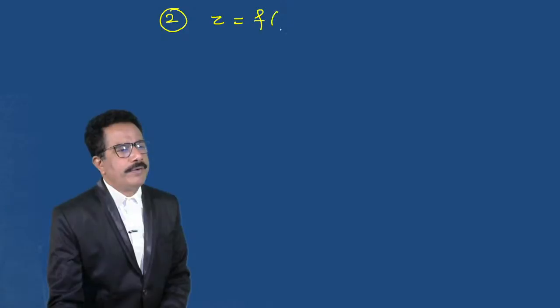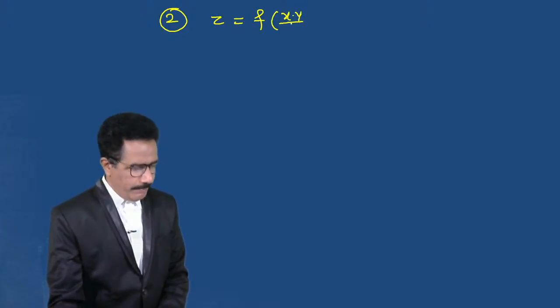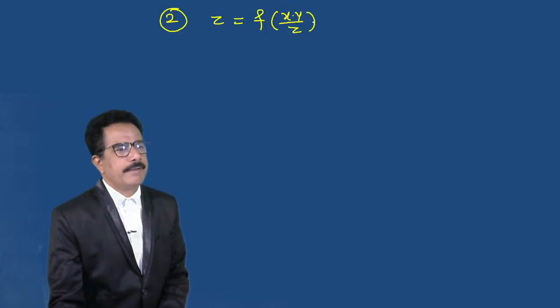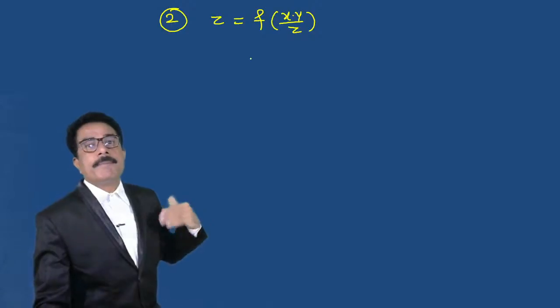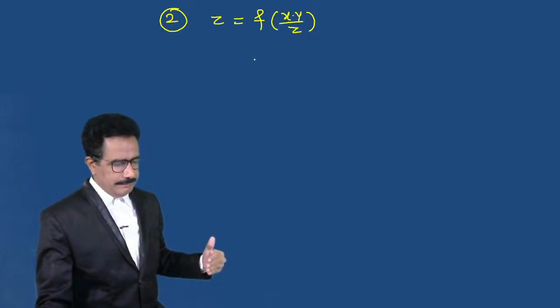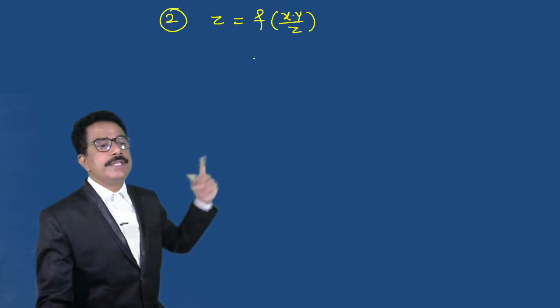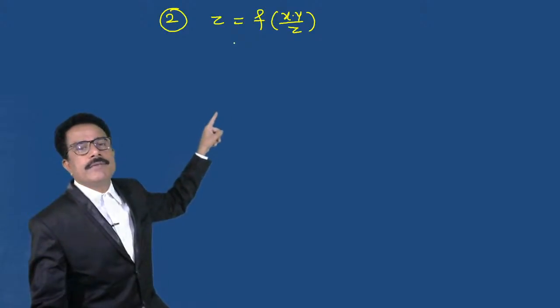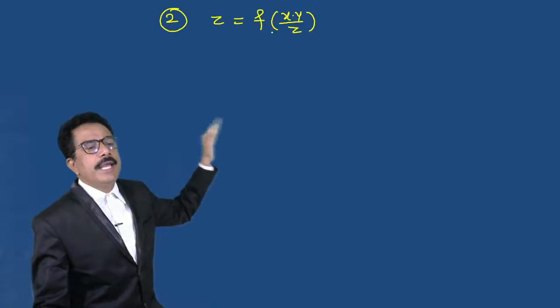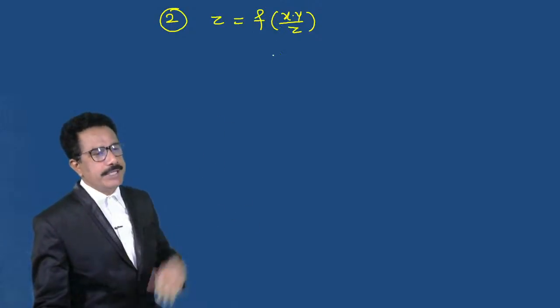Second example. What is that second example? z is equal to f of x into y divided by z. Actually we have to find the partial differential equation which satisfies the surface generated by the equation z is equal to f of x comma y divided by z.